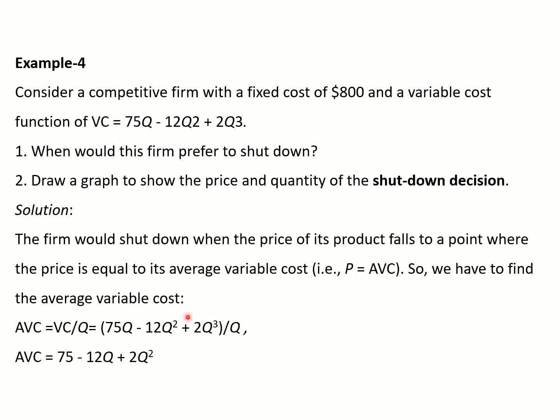The average variable cost from this equation can be calculated by variable cost divided by Q. So the variable cost here is divided by Q. Q divided by Q cancels, Q square divided by Q remains Q, and Q cube becomes Q square. So this is the average variable cost function.